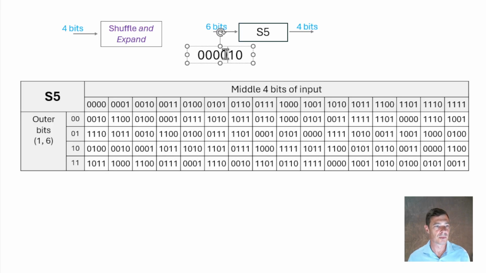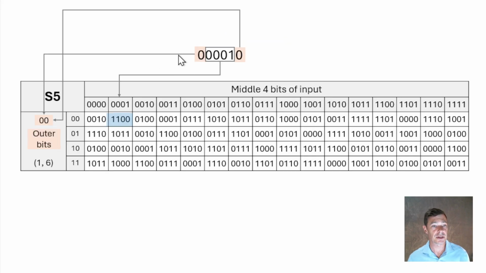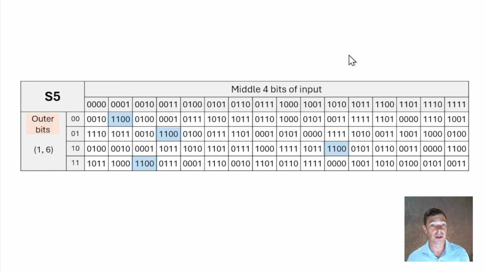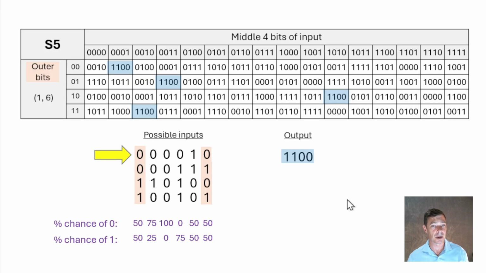So to use an example, we have our 4 bits. They went through the shuffle and expand, and they gave us this 6-bit value. So the first and last input bits are both 0. So that puts us in this row. And the middle 4 input bits are 3 zeros and a 1, which puts us in this column. And there are also 4 other input combinations that would give us this same output. And this is very much by design.